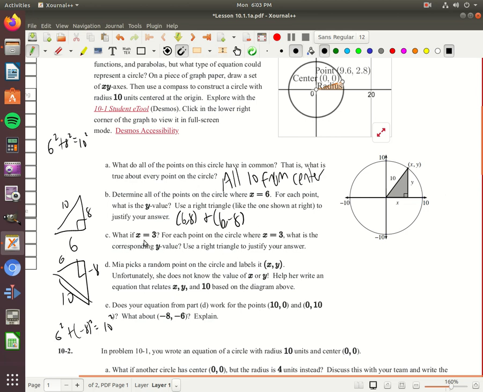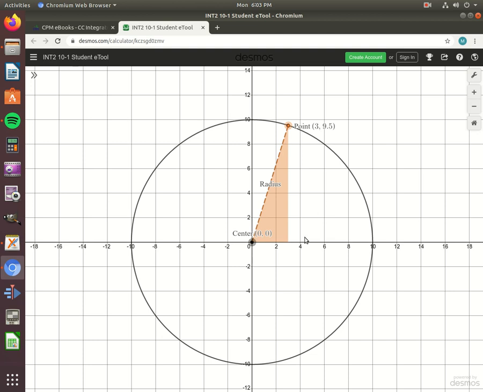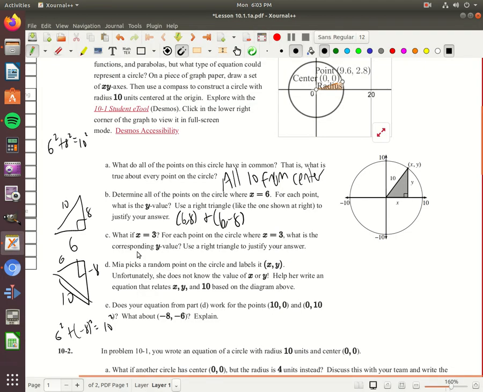On C, it says, what if x equals 3? What are the outputs when x equals 3? Well, I went ahead and did this earlier because it was kind of a pain to get it exactly. But you get (3, 9.5), and you would also get (3, negative 9.5). You can see why I left it last time.